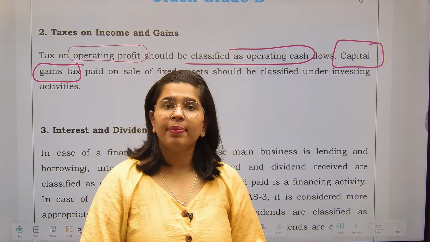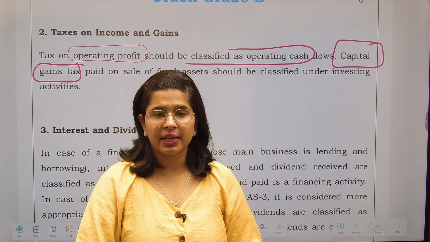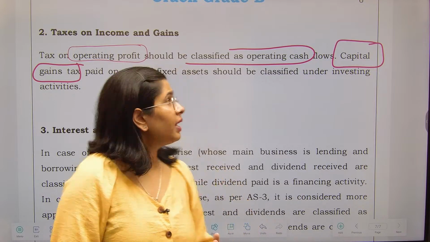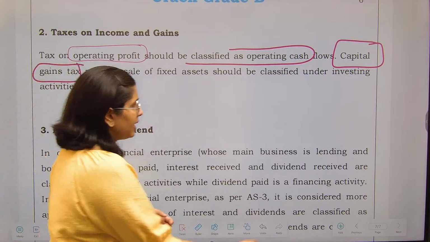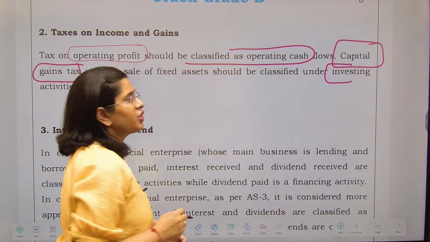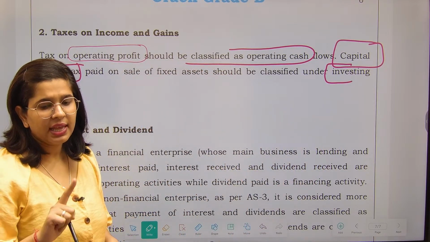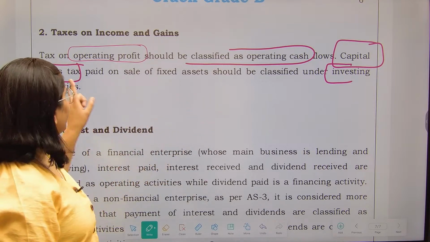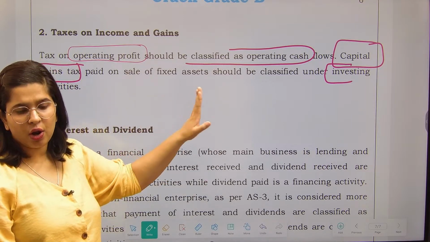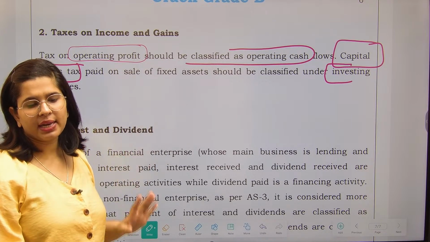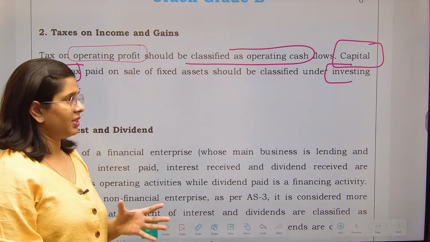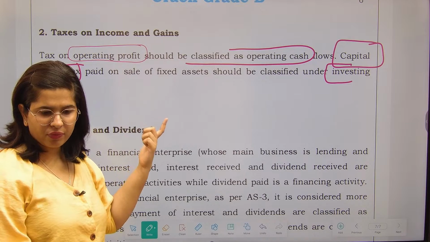और अगर कोई भी ऐसा टैक्स लग रहा है capital gains tax, then that will be classified as my investing activity, because purchase and sale of asset is classified as investing activity. That is why capital gain tax which I pay on the sale of fixed asset will also be classified as an investing activity. So I hope that was a new point for you.